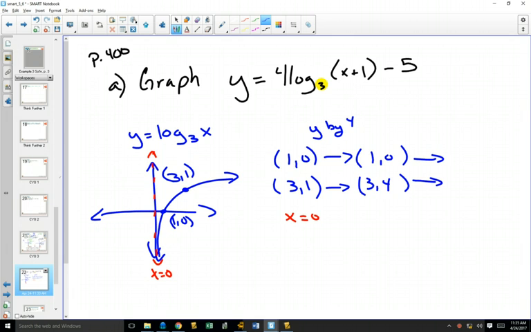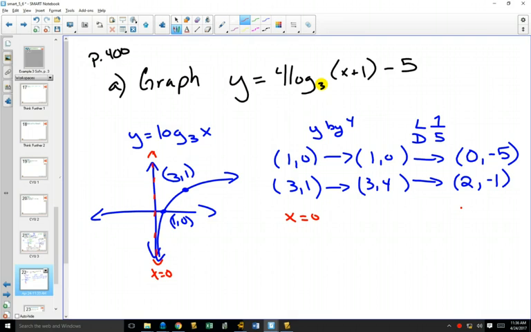Then your translations continue to move from left to right. We have that plus 1 and the minus 5. The plus 1 is going to move our graph left 1 unit. The minus 5 is going to move it down 5. So moving it left 1 to 0, down 5, minus 5. Left 1, go to 2, minus 1.